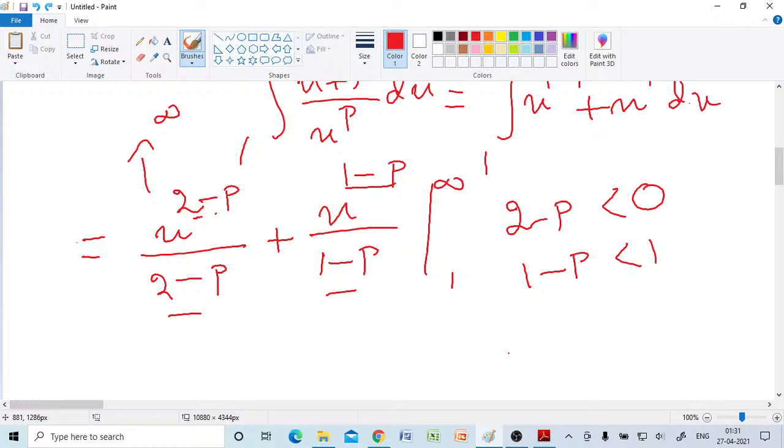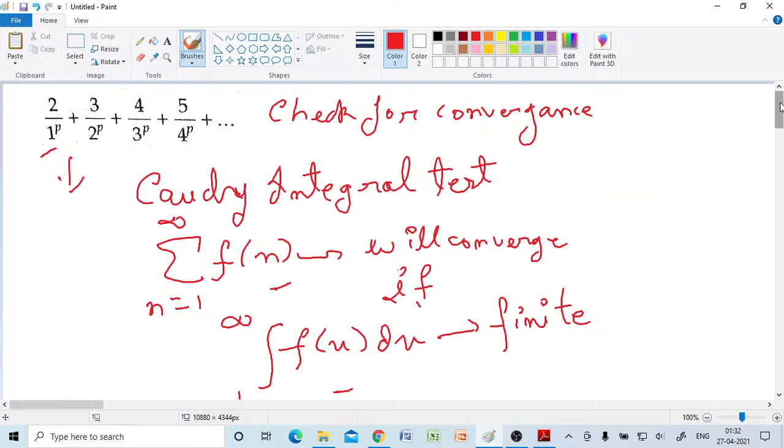So you can see that p must be greater than 2. Now from here, obviously this is also 0, so we get that p must be greater than 1. Obviously if p is greater than 2 then p must be greater than 1. So if p is greater than 1 then this particular sequence converges.